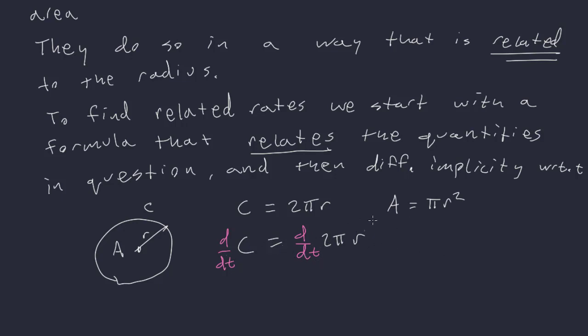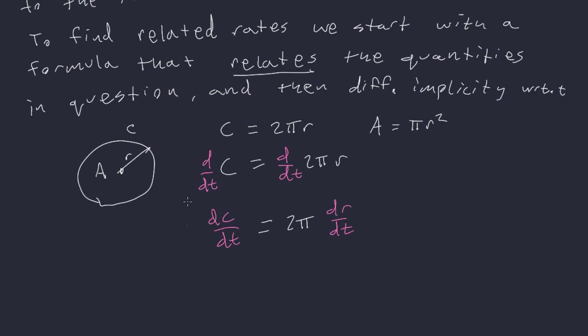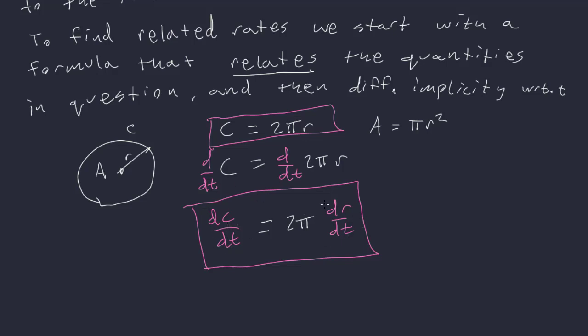Okay, and we're assuming that the radius changes over time, so the circumference must also change over time. So when we differentiate, it really just comes down to dC by dt is equal to 2 pi, and then the derivative of r with respect to t is literally just dr by dt. So this here, what we started with, is a formula that relates just the quantities themselves, the circumference to the radius. This formula relates the rate of the circumference to the rate of the radius.